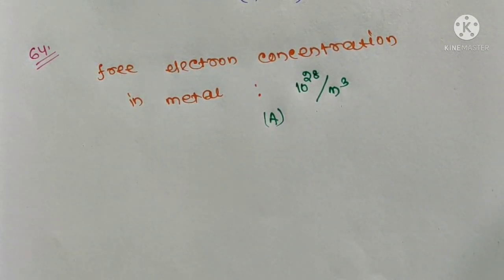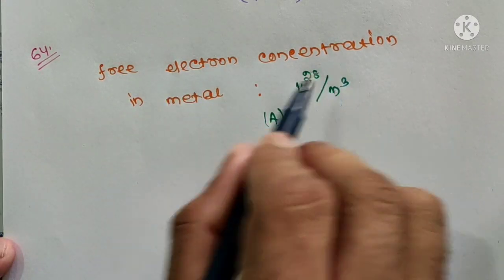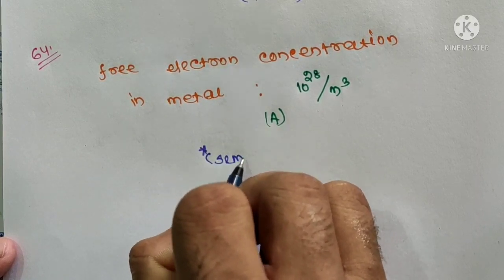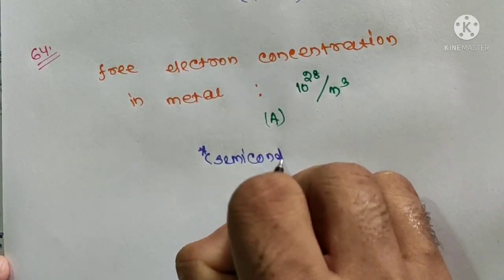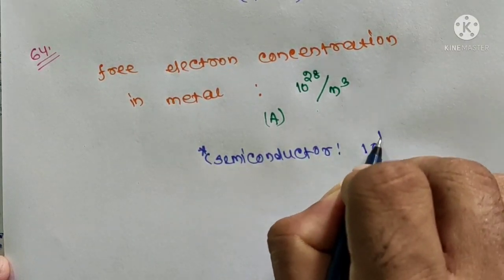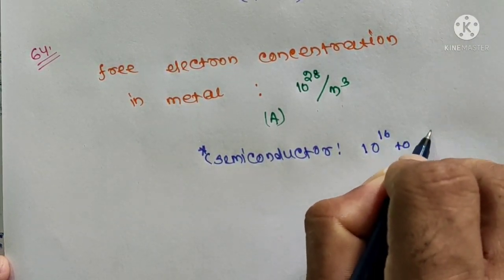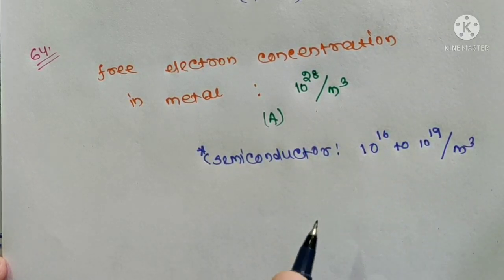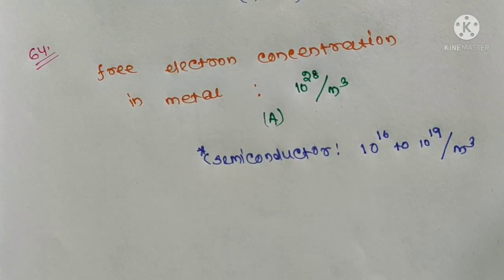देखो इसे सिमिलरली फॉर सेमीकंडक्टर भी याद रख लेना कि फ्री इलेक्ट्रॉन कंसेंट्रेशन इन केस ऑफ semiconductor, in case of semiconductor is 10 to the power 16 to 10 to the power 19 electrons per meter cube, इसी रेंज में आता है इन सेमीकंडक्टर.